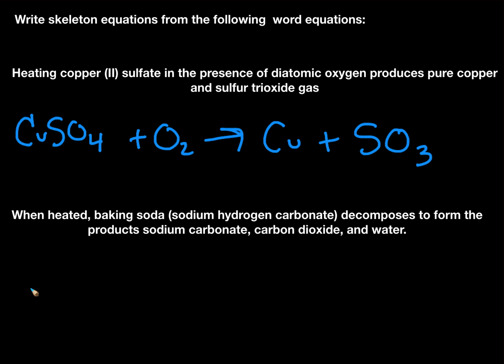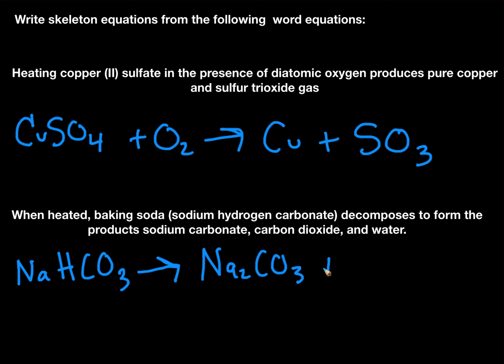And the last one, when heated, baking soda, which is sodium hydrogen carbonate, decomposes. So we have our arrow now. It's going to break down to form the products: sodium carbonate, carbon dioxide, and water. And that concludes our video on word and skeleton equations.